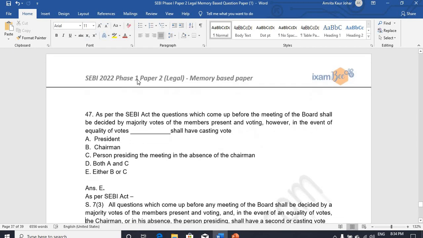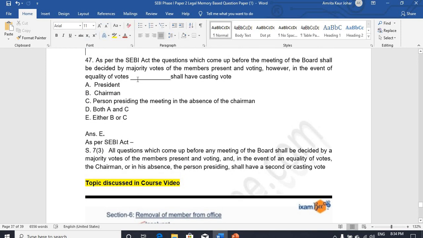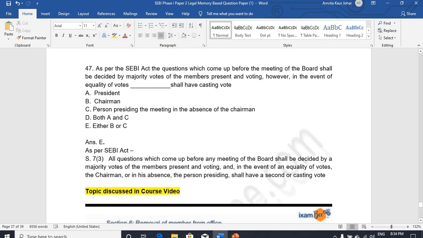As per the SEBI Act, the questions which come up before a meeting of the board shall be decided by a majority of the members that are present and voting. However, in the event of equality of votes, who shall have a casting vote? This was another interesting question, not very direct, that we had from the SEBI Act. Section 7 clause 3 of the SEBI Act covers this. The answer will be either B or C.